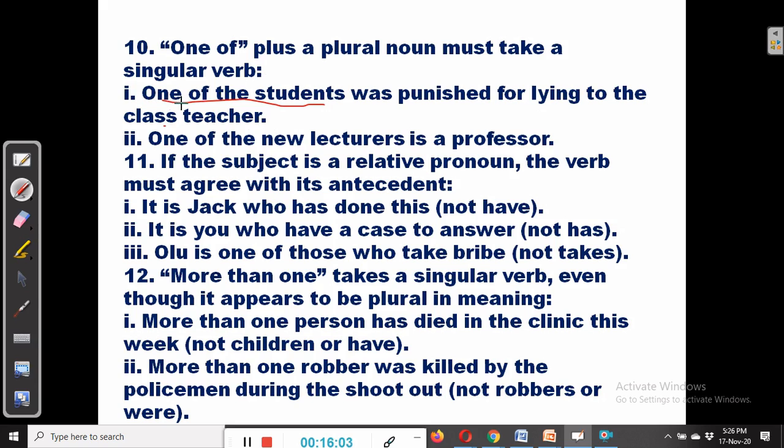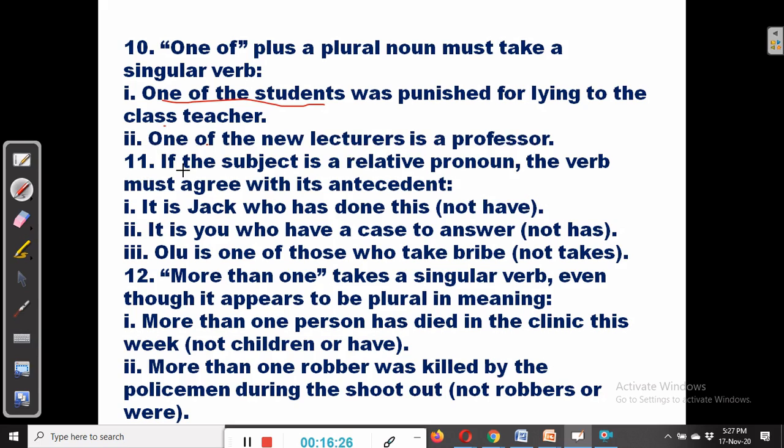So one of the students was. So it is wrong to say one of the students were. Of course, that will not make grammatical sense. So number 2 is one of the new lecturers is a professor. One of. So that's the way it is.